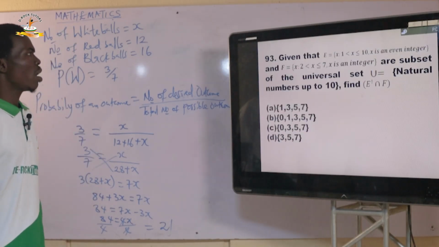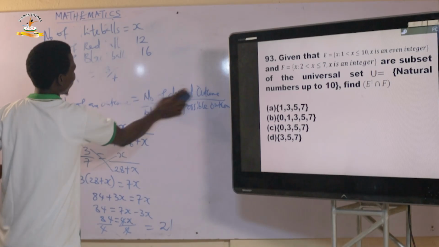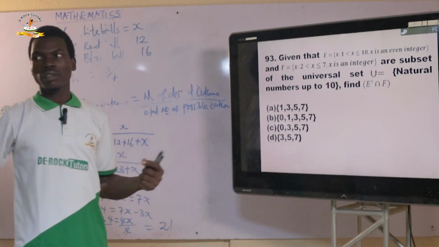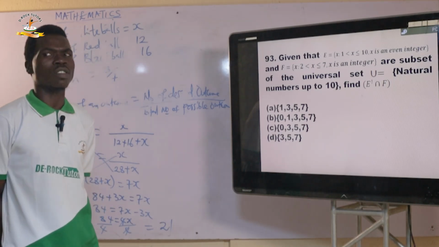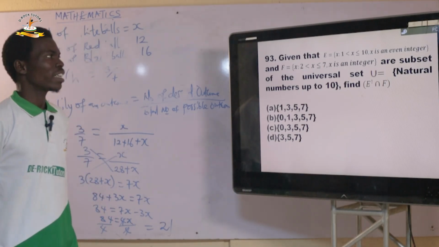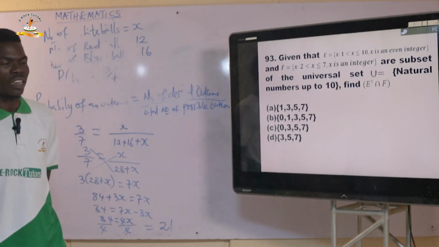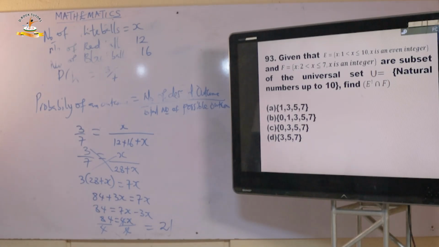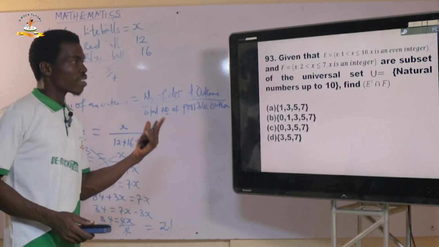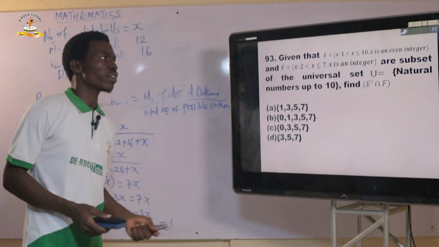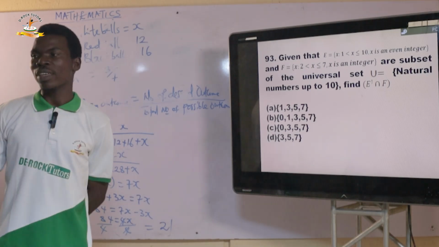Our next question. Right, given that E equals X such that 1 is less than X less than or equal to 10, where X is an even integer, and F equals X such that 2 is less than X, and it is less than or equal to 7, X is an integer, a subset of the universal set U, which is natural numbers up to 10. Find E prime intersection F.